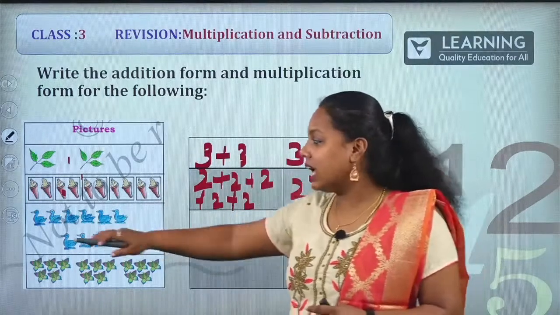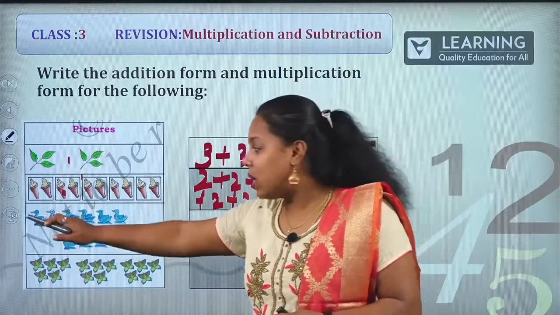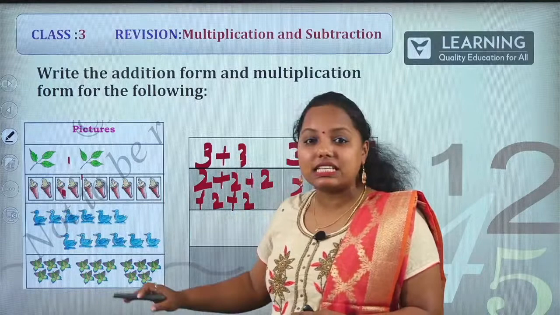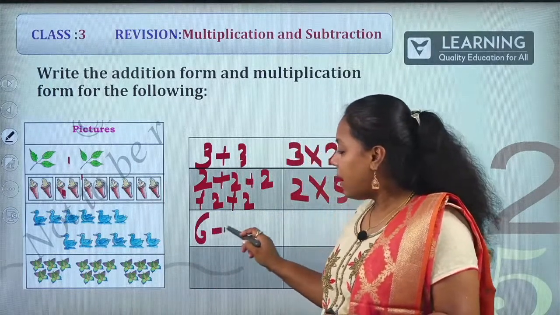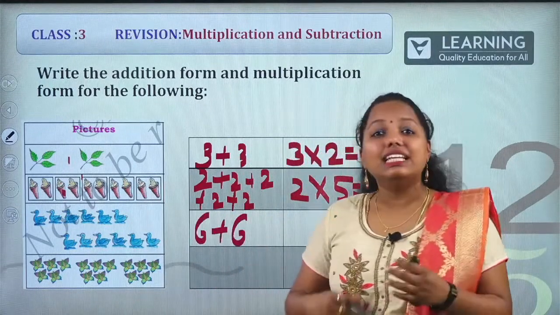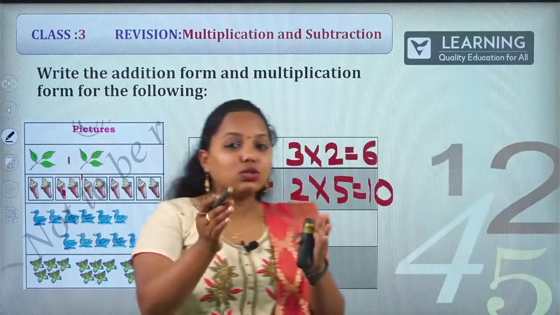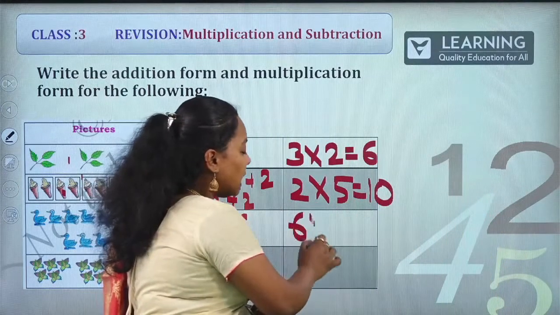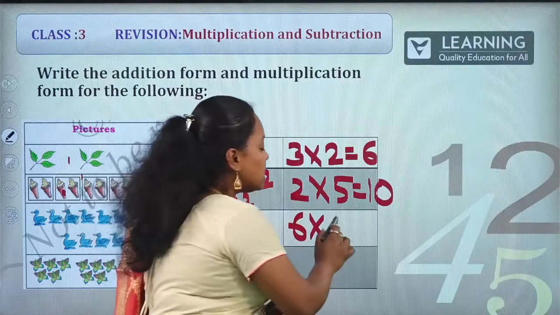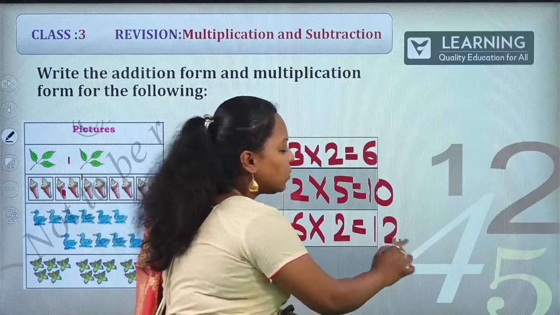Now, how about the next one? It is duck. So, 1, 2, 3, 4, 5, 6. Now, it is 6 plus again 6. Instead of that, what can you write? In each group, how many ducks are there? So, 6 into. How many groups are there? 6 into 2. That gives me 12.